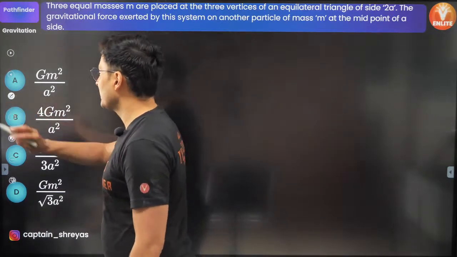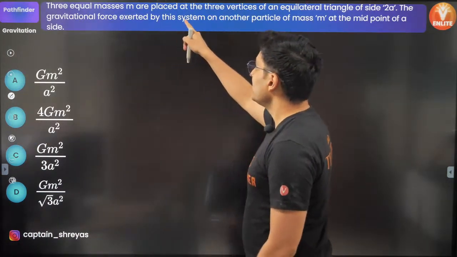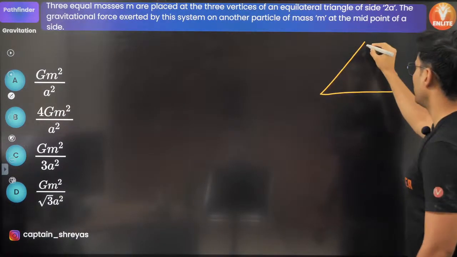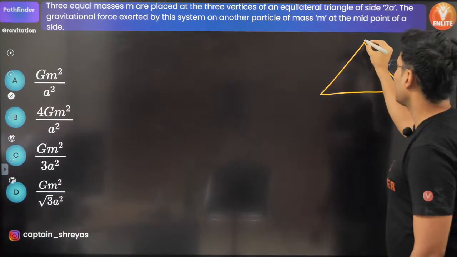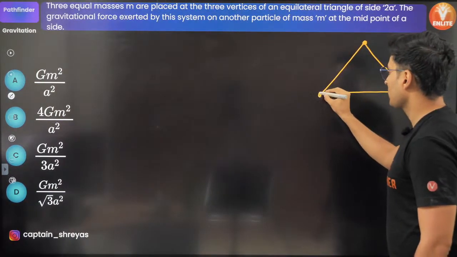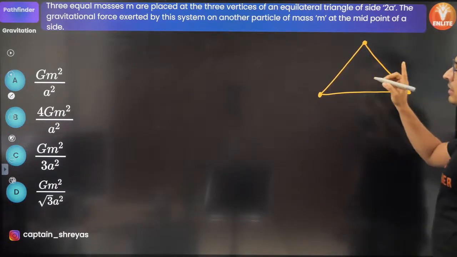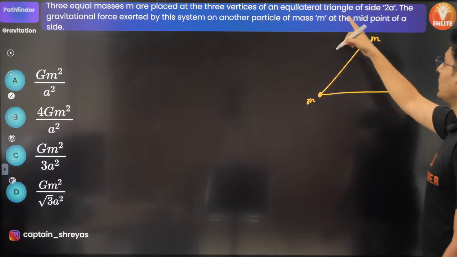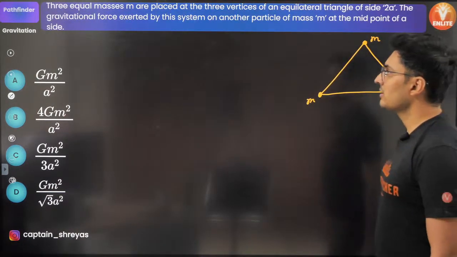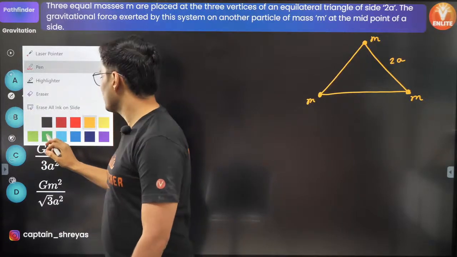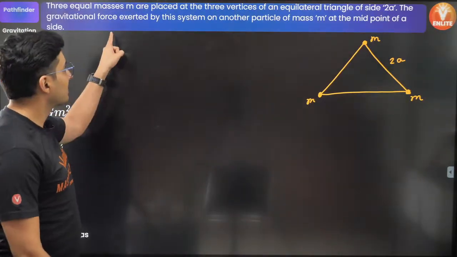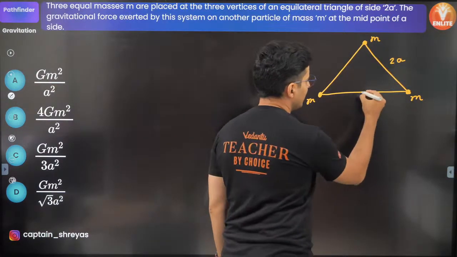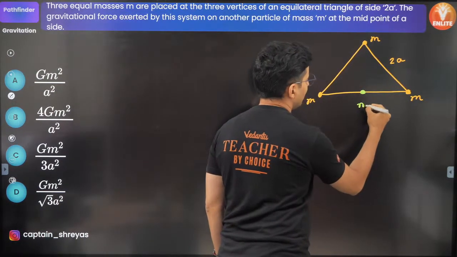Okay, so let's do this question, guys. First of all, these masses are placed on the vertices of an equilateral triangle. So I think the first step should be to draw that equilateral triangle and show the 3 masses which are being placed over here. The 3 masses each have the value m, and the side length is 2a. Now there is another mass, which is placed at the midpoint of a side. So let's say I take this side and this is the midpoint. This is our mass which is placed over here.